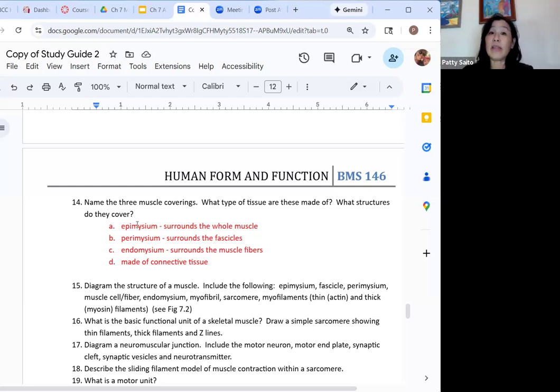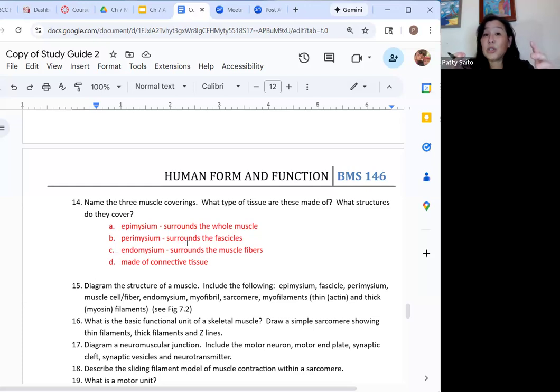The first one on the outside is called the epimysium. Okay, it surrounds the entire muscle. It's got a lot of collagen fibers, so it's pretty tough and, you know, a lot of connective tissue. All right, peri means around, and myo means muscles. So perimysium, it surrounds another structure called the fascicle.